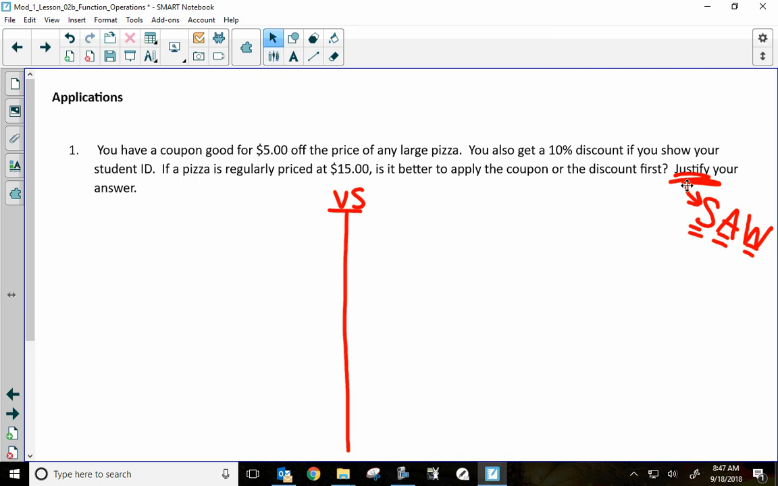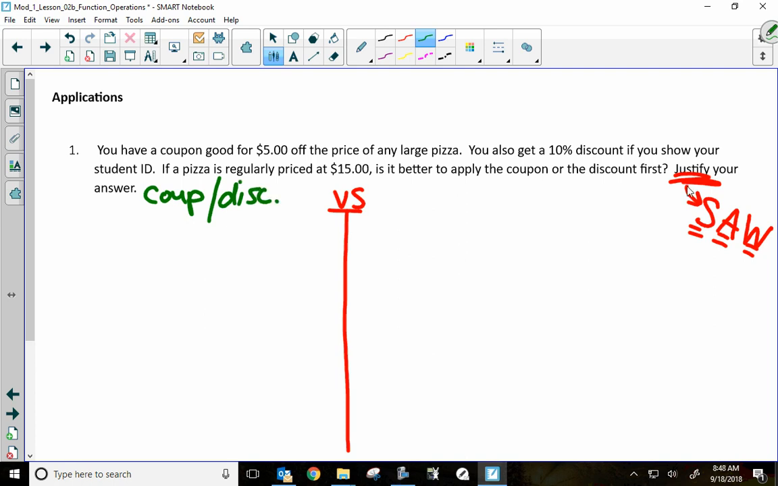So it doesn't tell you that you need to set up equations, but I'm going to set up equations anyways, just so you can see this, all right? So first, let's do the coupon first. Coupon first, then the discount, all right? So if P is the price of the pizza, $15, okay? And I'm going to apply my coupon first. The coupon is good for $5 off. So my coupon is going to be the price minus $5, all right?